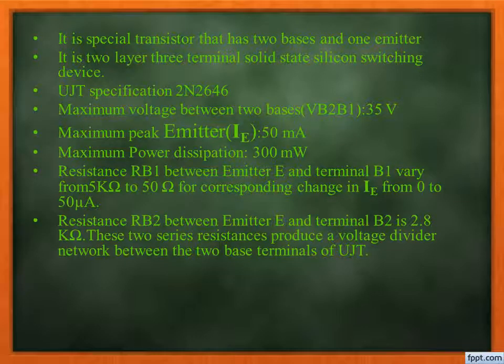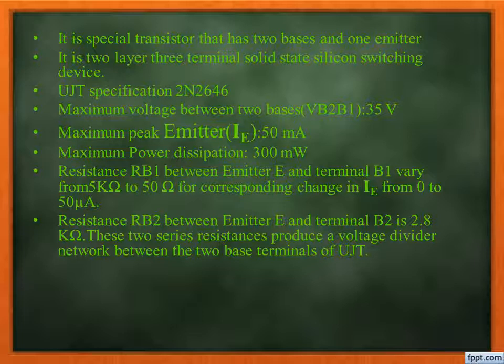Now the features of the UJT. It is a special transistor that has two bases and one emitter terminal. The two bases are named as base 1, B1, and base 2, B2. Second, it is a two layer, three terminal solid state silicon switching device.